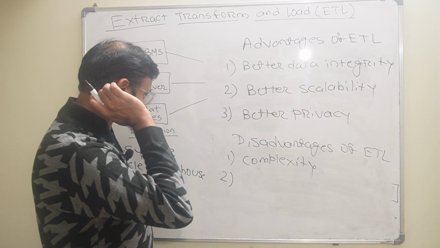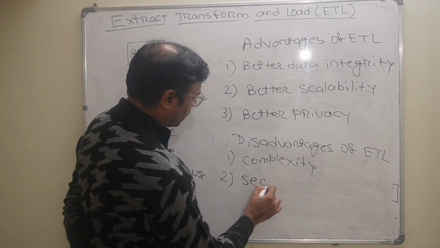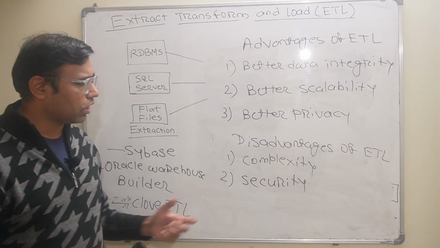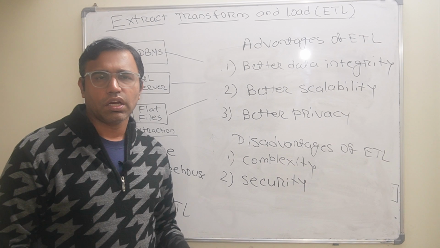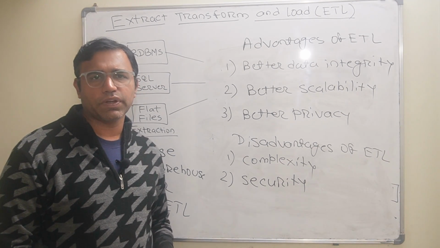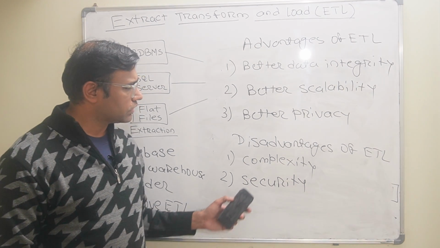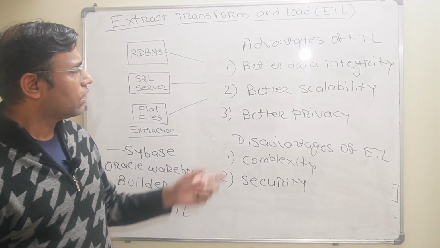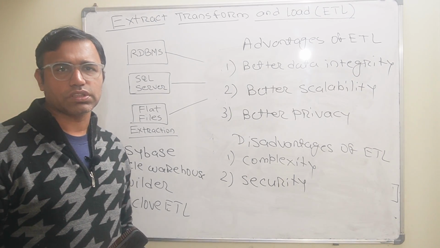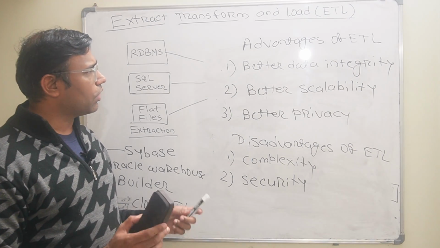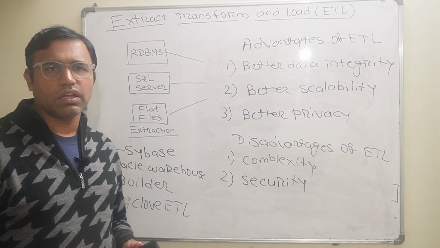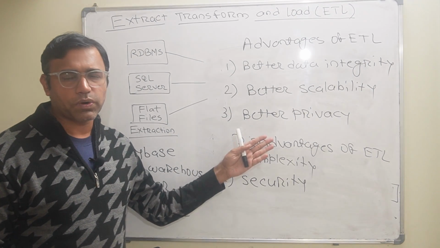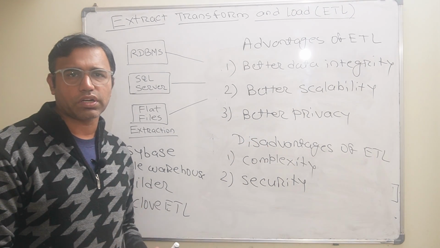Then, security of the data. Since the data is coming from various sources, we have to ensure that the data is secure, it should not be altered, and it should not be corrupted. So these are the two main disadvantages of the ETL process, and those are the three advantages of the ETL process. I hope you understand the concept of ETL, why it is used, how it works, and why it is so important in the data warehouse.